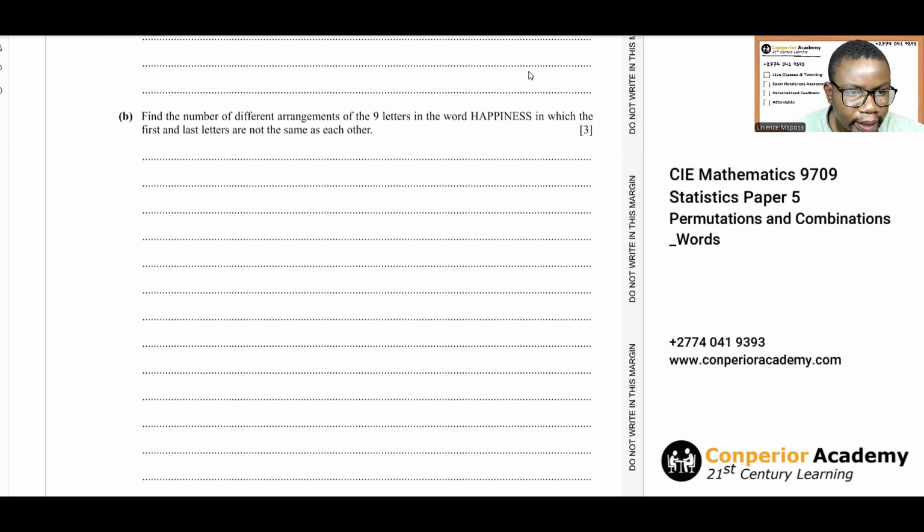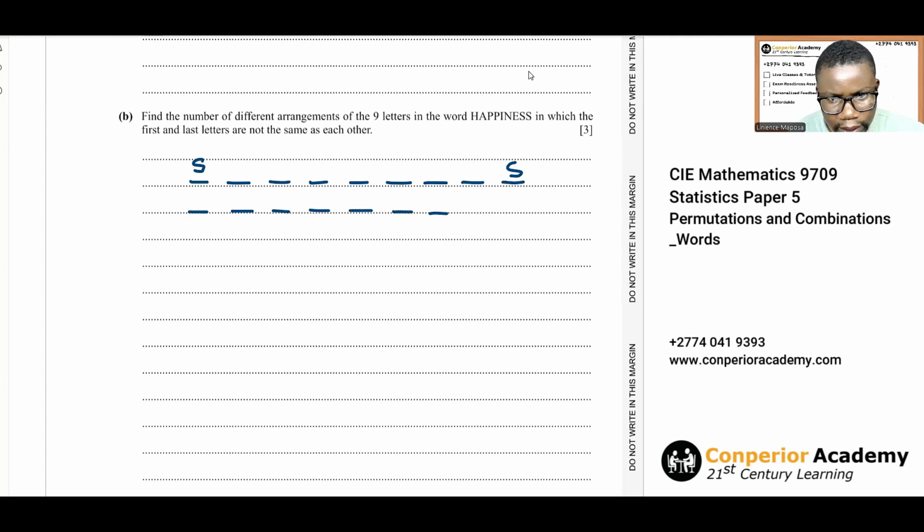So I can say I could have this situation: 1, 2, 3, 4, 5, 6, 7, 8, 9. Imagine if I have S here and S here. And then another situation also could be where I have P here and I have P here. These are the situations that you don't want. You don't want the first and the last letters to be the same. So how many different arrangements do I have when the first and the last letters are the same?